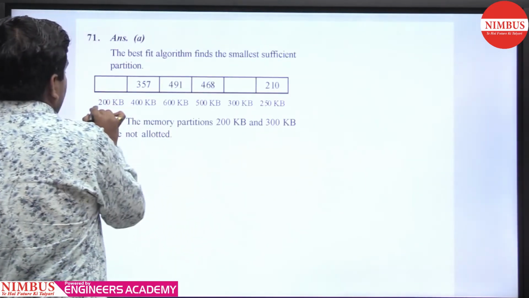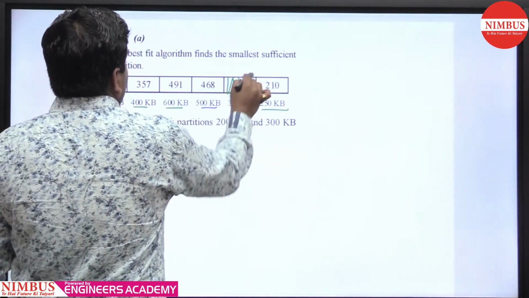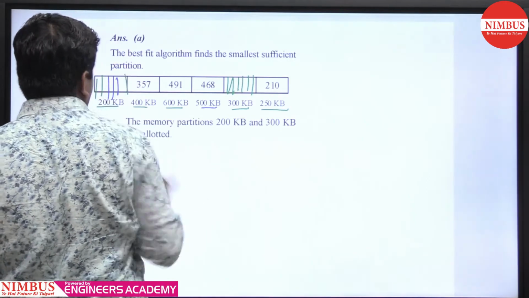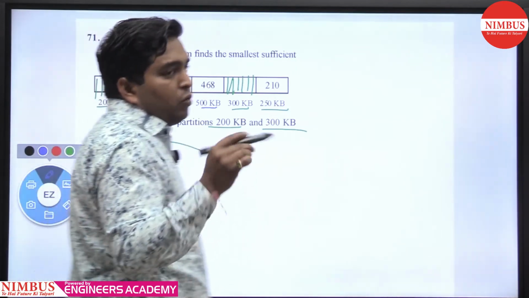Here you can see the answer solution. There is one partition 200 KB, 400, 600, 500, 300 and this one. You can see here this partition right now is not used, not allocated to any process. So the answer is 200 and 300 are not allotted to any process.